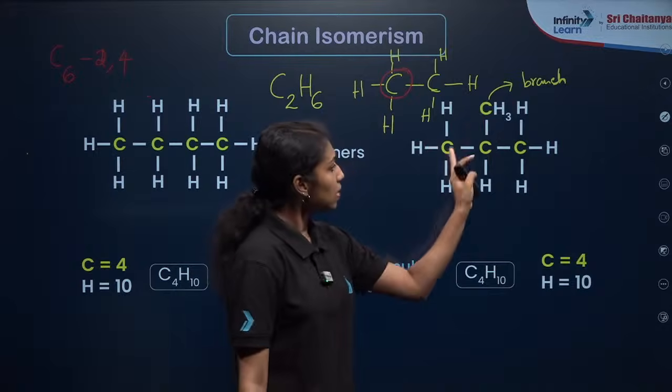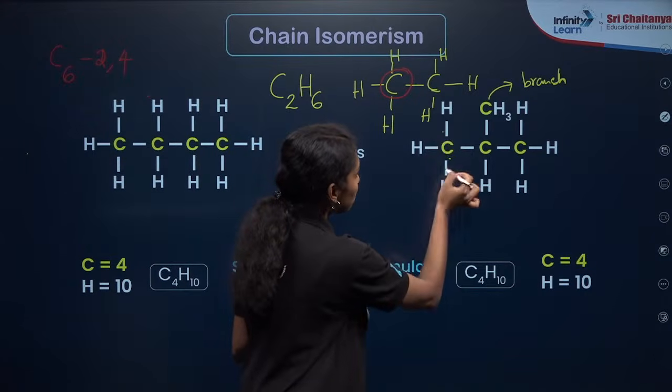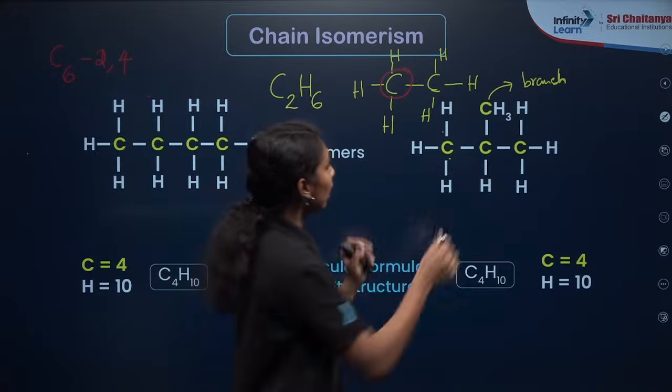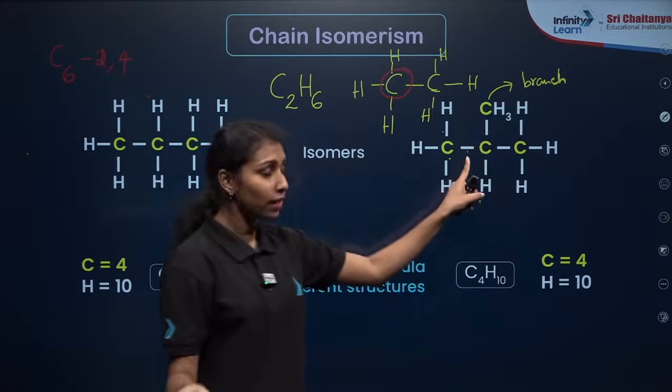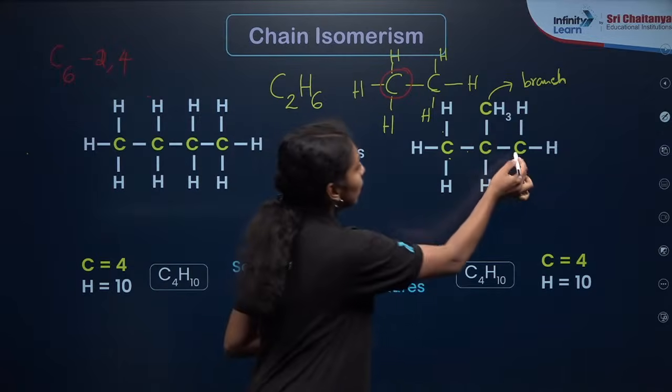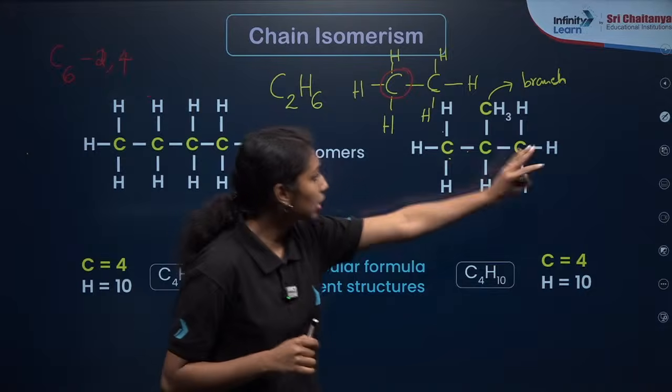Right, CH3, C, C, CH. So what you are observing here in this particular carbon, 1, 2, 3, 4, the 4 valence is satisfied, right? Then again 1, 2, 3, 4, the 4 valence is satisfied with 1 CH3 group also. Then here also 1, 2, 3, 4 valence is satisfied by the 3 hydrogen atoms here.